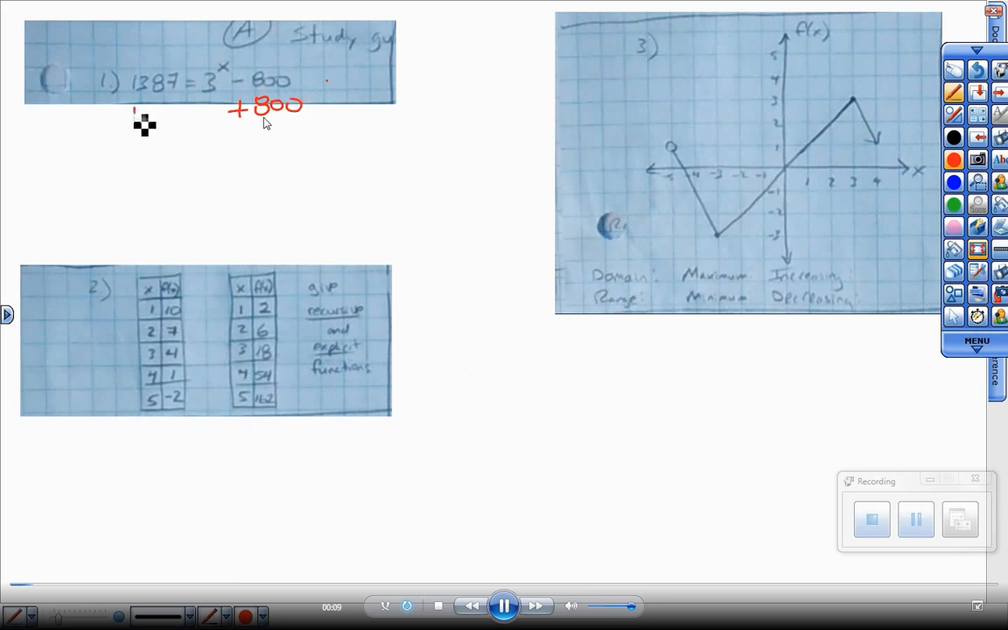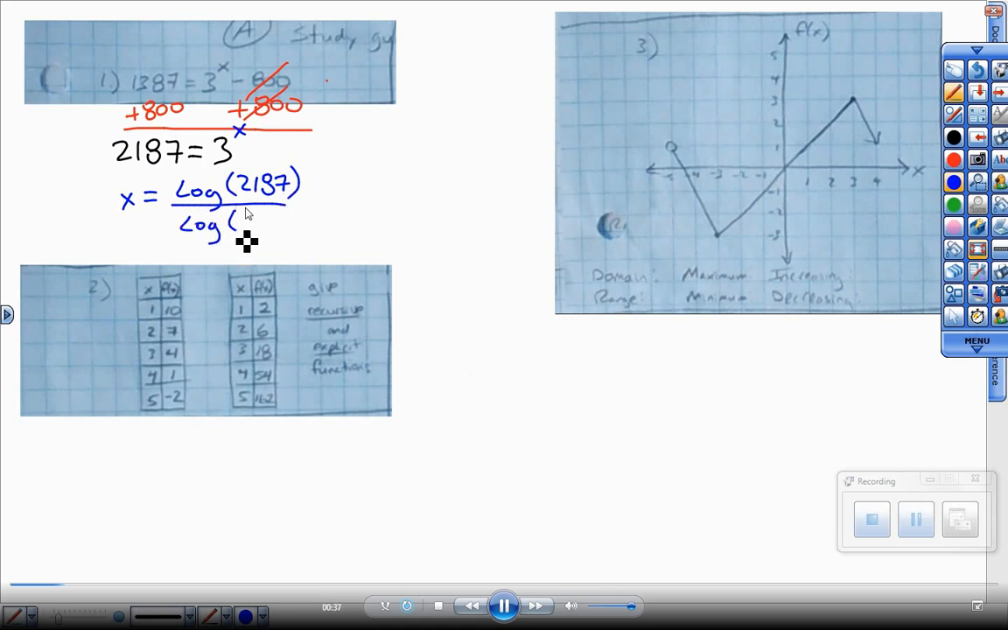So in this problem, I want you to add 800 to both sides, which will cancel that away and gives you 2,187 equals 3 to the x power. To solve for that unknown variable, we're going to use the log buttons on our calculator. You're going to log the big number without the x, 2187, put your parentheses around it, divided by log of 3, the smaller number attached to the base, and that should give you 7. So 3 to the 7th, 2187 minus 800 gives you 1387.